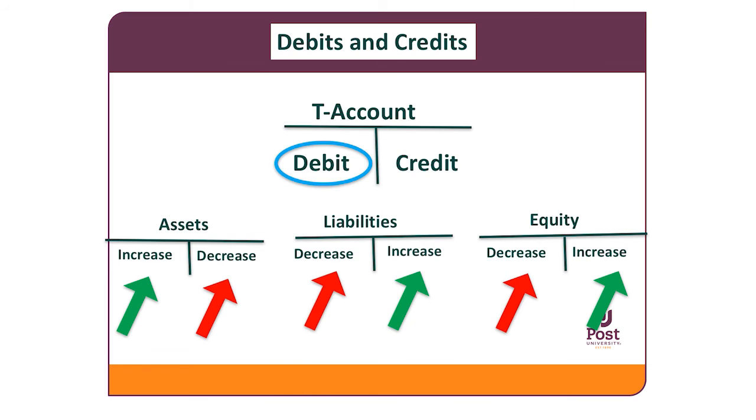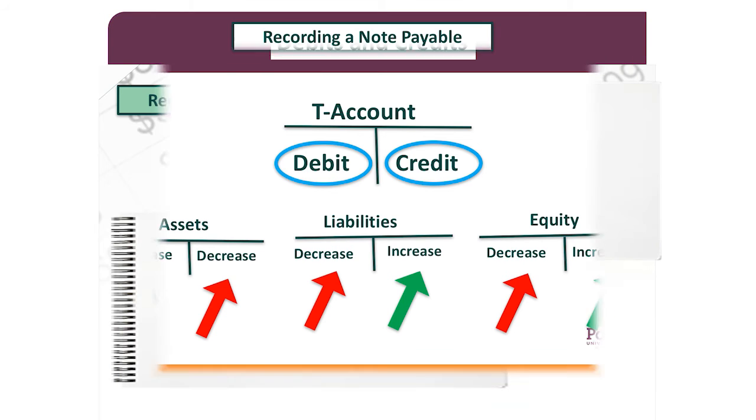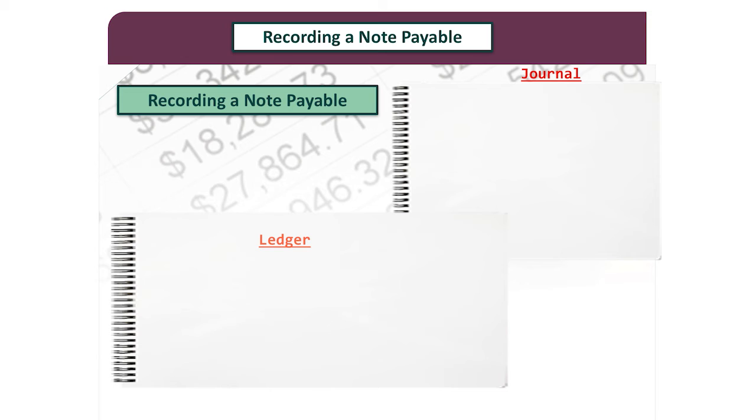Remember, the left side is always the debit side, and the right side is always the credit side, regardless of the type of account. Let's show the first accounting transaction we had when we got a $10,000 loan. We will show recording of it in the journal and the ledger, the T accounts. This will also show how we use the concept of debits and credits and double entry accounting. For every transaction, debits will always equal credits.